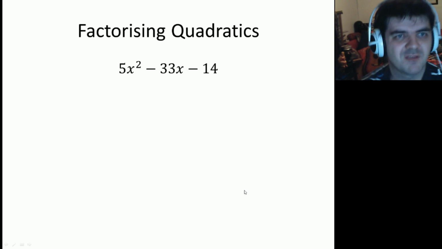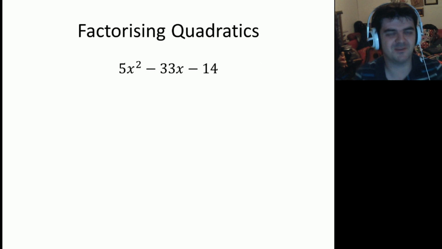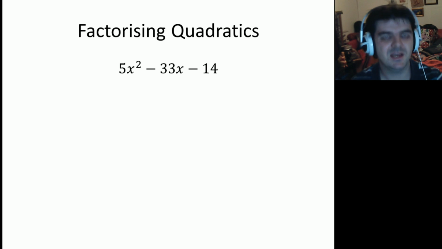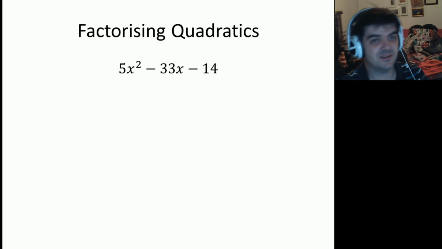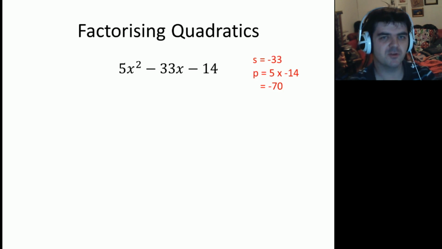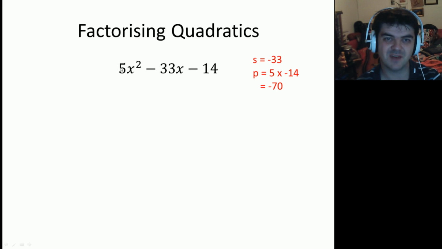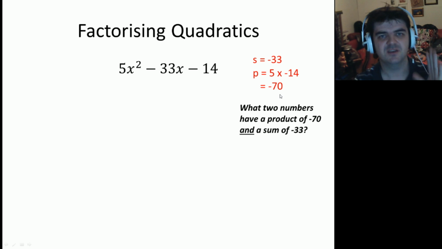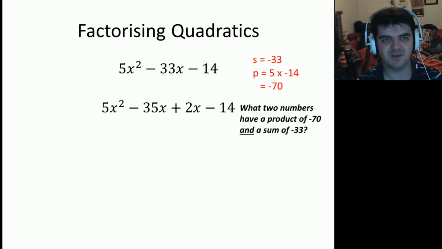5x squared minus 33x minus 14. Again, two numbers that are going to add together to give you minus 33, but that you're going to multiply together not to give you minus 14, but minus 14 times the 5, which is minus 70. It's always easier to think the numbers multiply together to give you minus 70. In this case, you're going to have a minus 35 and a plus 2. And we can group them as such. Group the 5 with the 35, etc.